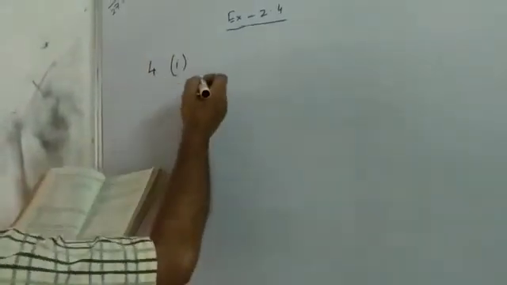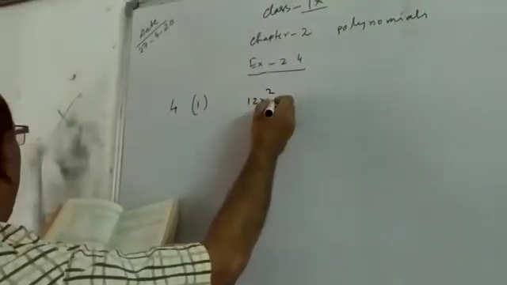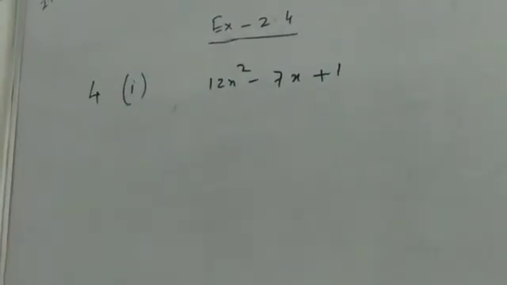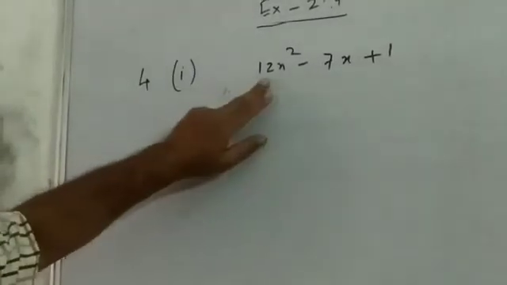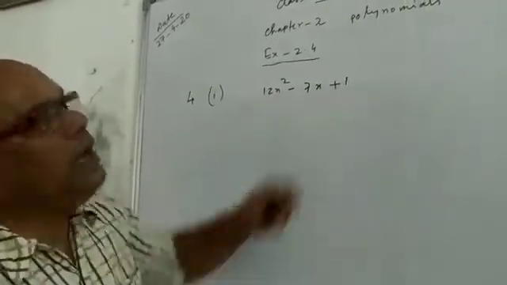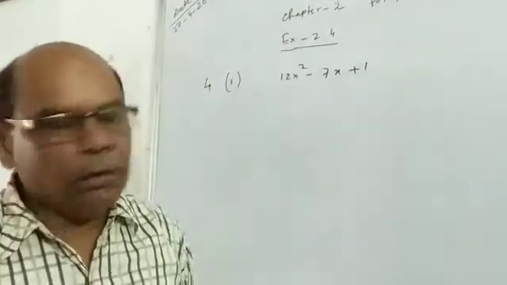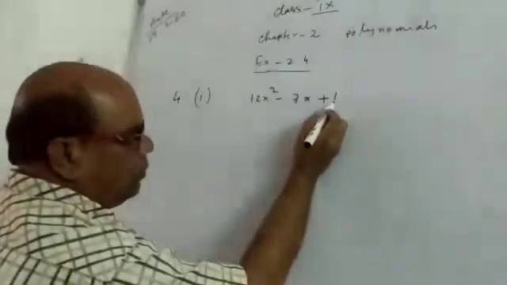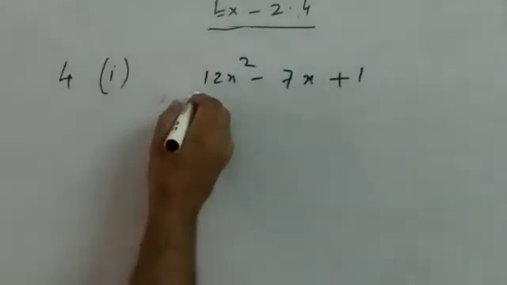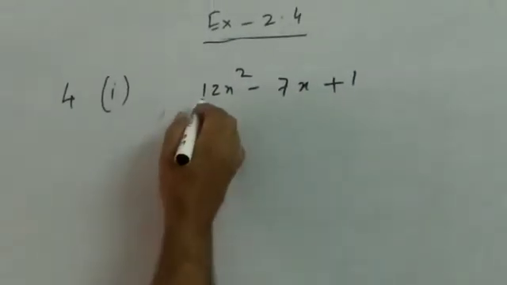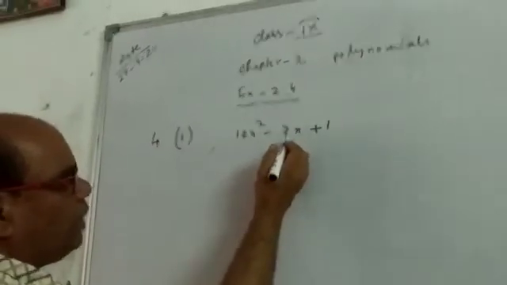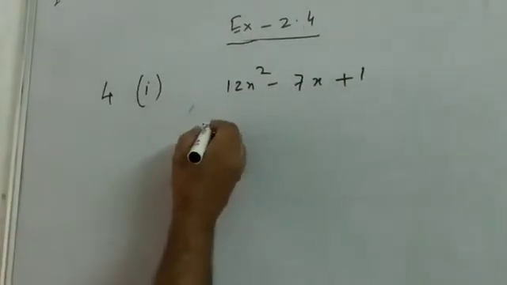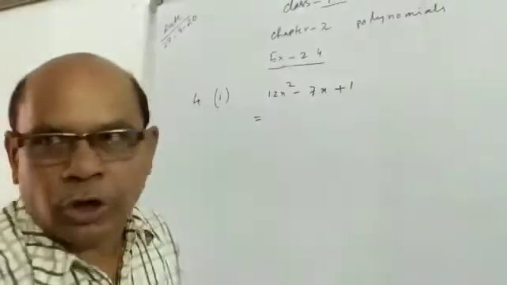Number 1, 12x square minus 7x plus 1. This is clearly a quadratic polynomial. If we factorize, then we will get two linear factors. Here it is clear, we cannot use any identity. Here no one term is common. So by using identity and taking common, these two methods we cannot factorize. So this expression we will factorize by splitting the middle term. But here some rules are there. This rule should be clear.